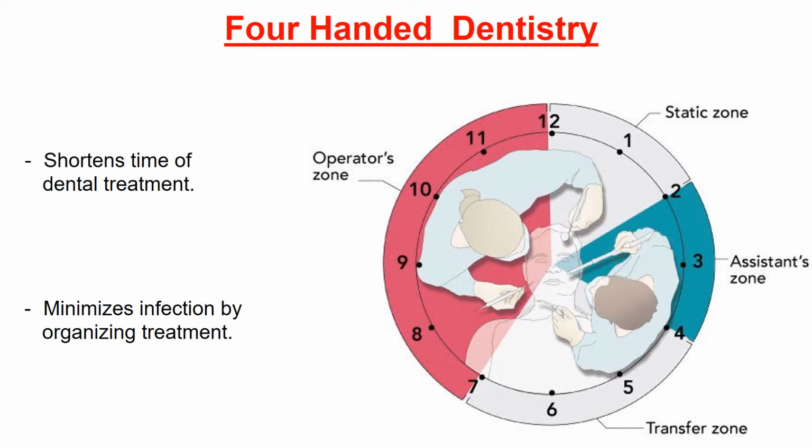Four-handed dentistry is very important because the dentist and the assistant work together. They shorten the time of dental treatment and minimize infection by organizing the treatment. The dentist has to be behind the patient so that if the patient coughs, he will cough in front of him, away from the dentist and the assistant.